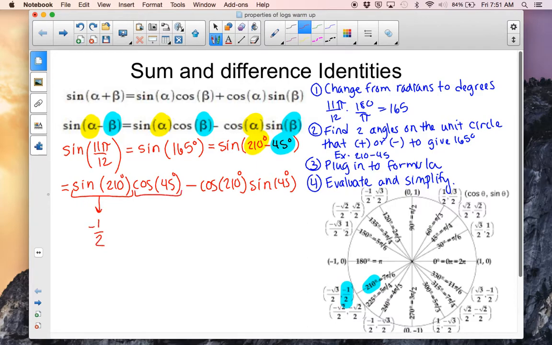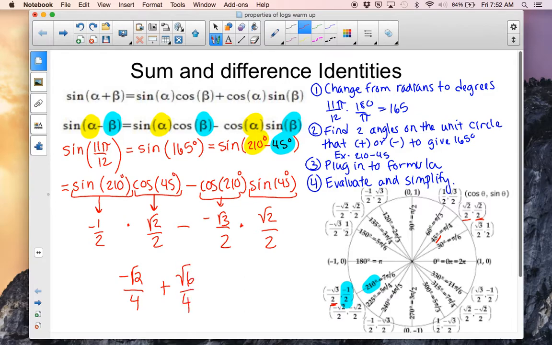Cosine of 45, well, 45 is over here, cosine is the x, so times square root 2 over 2, minus, now we come back to 210, cosine is negative square root 3 over 2, so negative square root 3 over 2, times, and then sine of 45, come back over here to 45, and that's square root 2 over 2. Now I just simplify, this becomes negative square root 2 over 4, subtracting a negative makes that addition, so square root 6 over 4. And because they have a common denominator, you can write this as negative square root 2 plus square root 6 all over 4.